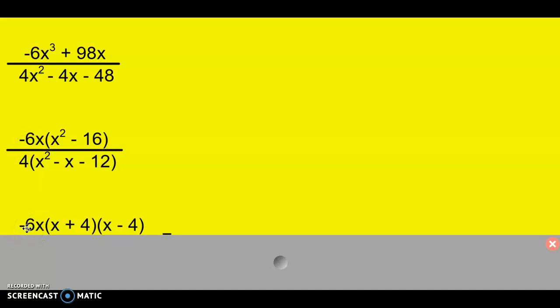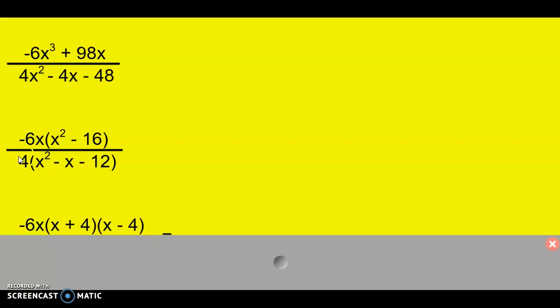I have negative 6x, x plus 4, x minus 4. That's two-step factoring. I factored out the negative 6x and then factored the remaining binomial x squared minus 16 down to x plus 4 times x minus 4.